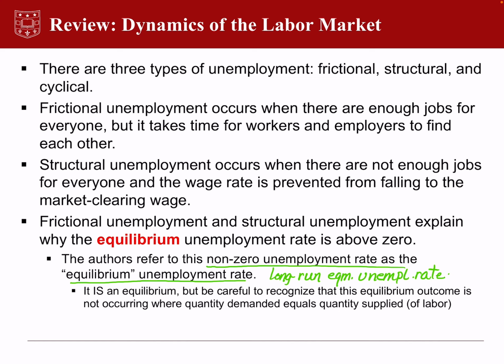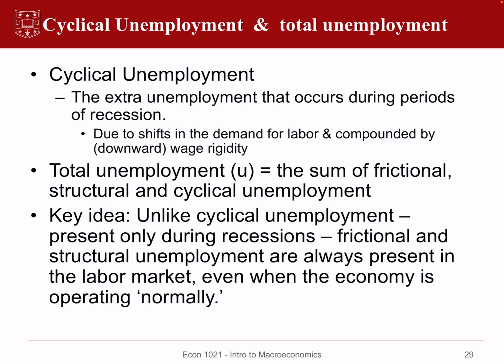When we think about cyclical unemployment, this is the extra unemployment that occurs during periods of recession. And again, due to, say, leftward shifts in the demand for labor, and in all likelihood, compounded by the fact that nominal wages can't drop far enough to clear the labor market, for perhaps one of many reasons. So, what is total unemployment? Total unemployment is going to be the sum of frictional, structural, and cyclical unemployment.